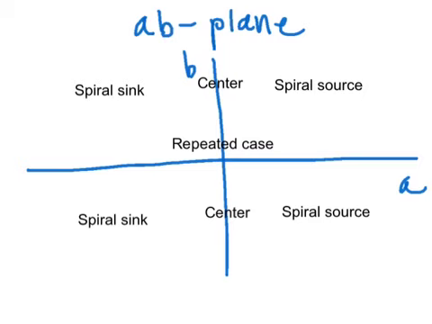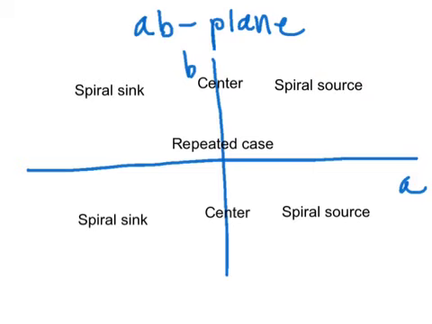Now we know when b is not 0, we get these other cases that depend on a. So for example, when a is less than 0 and b is not 0, we have a spiral sink. So that's both regions that's separated by this funky repeated case, but as long as b is non-zero and a is over here on the negative end, we have a spiral sink. On the other hand, if a is positive and we stay away from the height of b equals 0, then we have a spiral source.